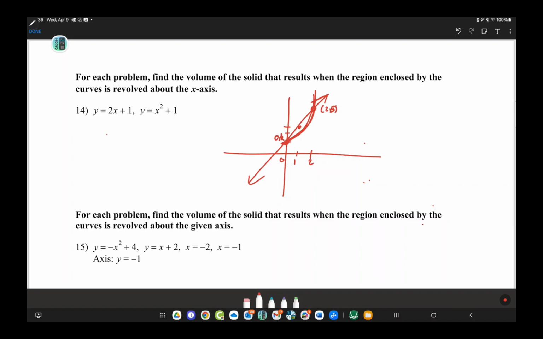That means my integral, since it's rotating around the x-axis, will be from 0 to 2. Those are my x values. Now, which function is furthest from the x-axis? So 2x plus 1, get pi, squared minus x squared plus 1 squared dx. And I am not about to do that by hand. Don't want to.